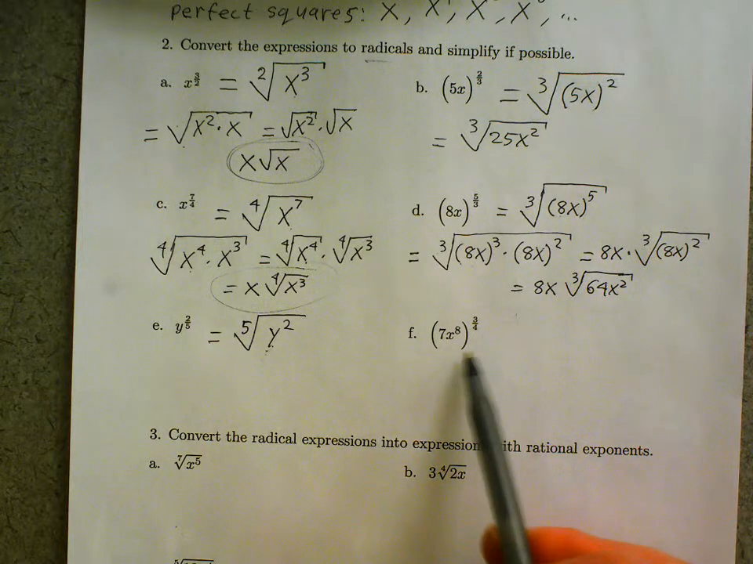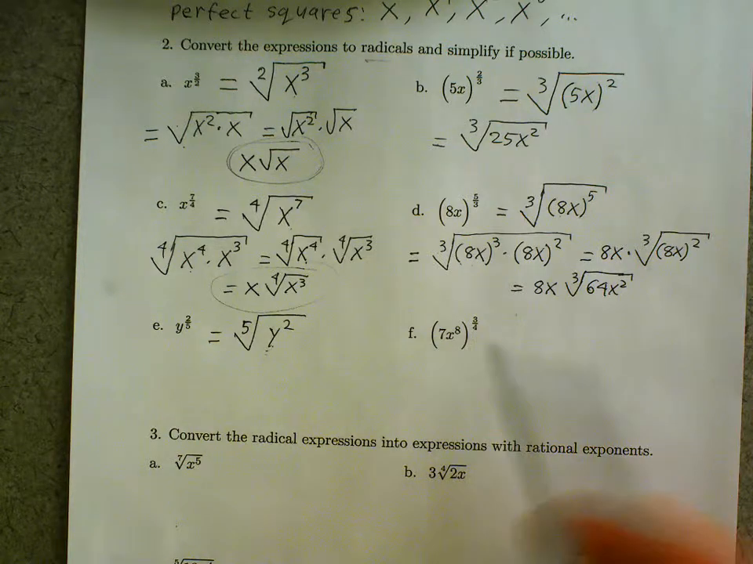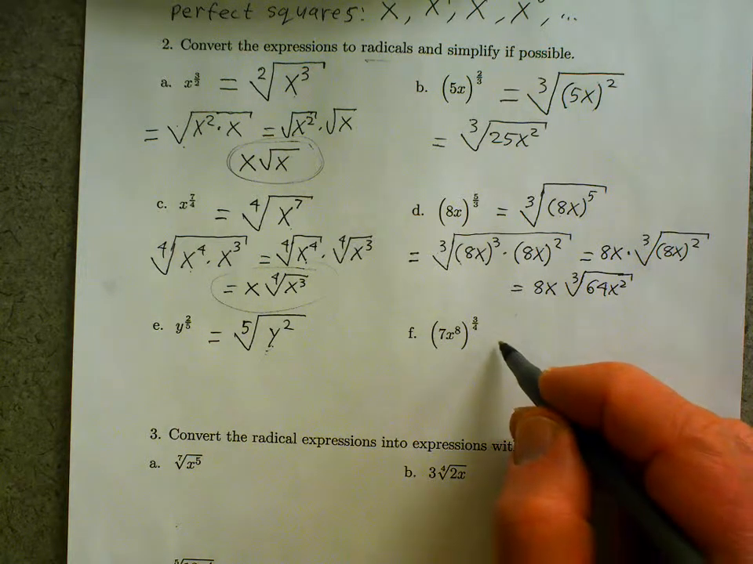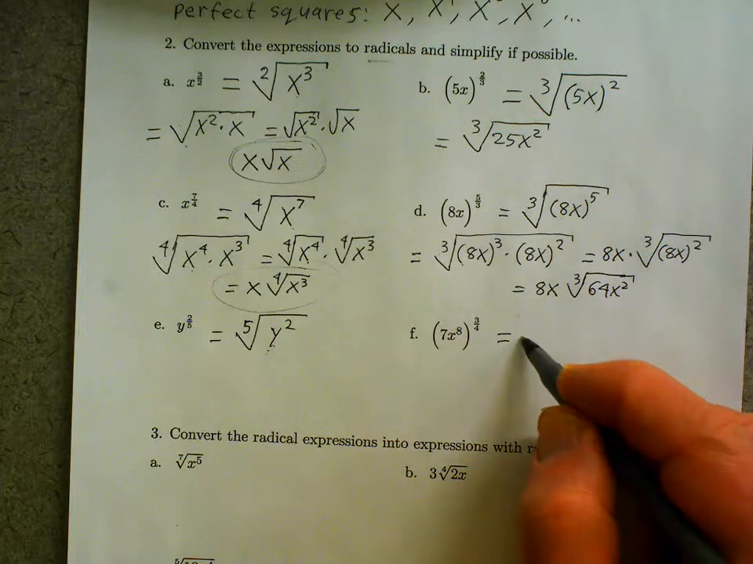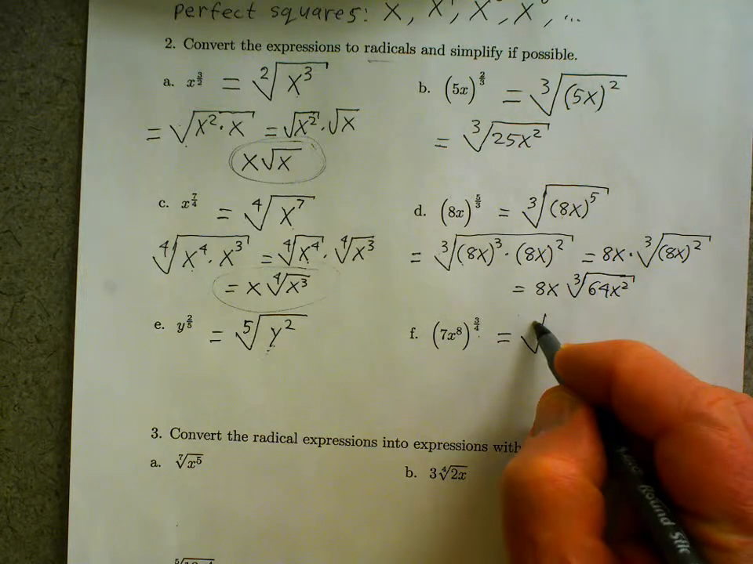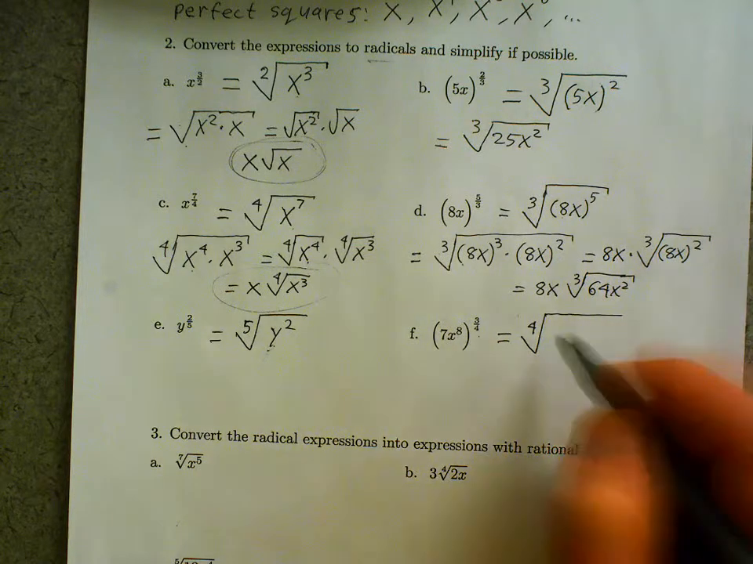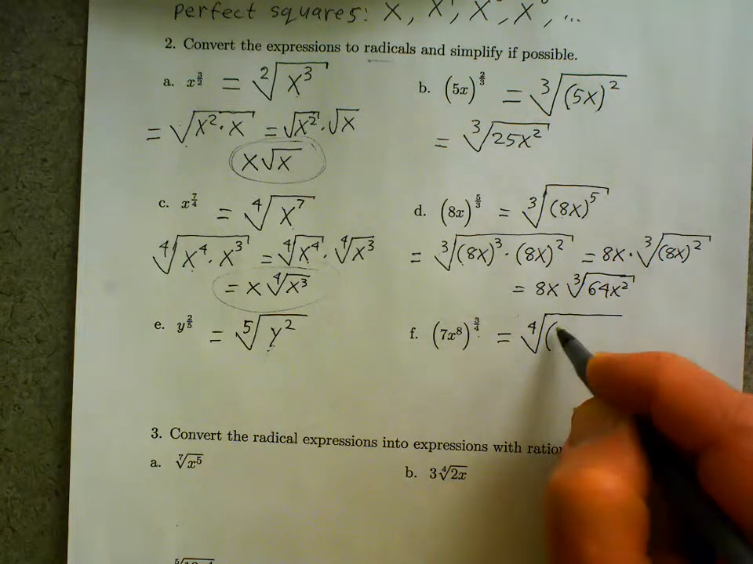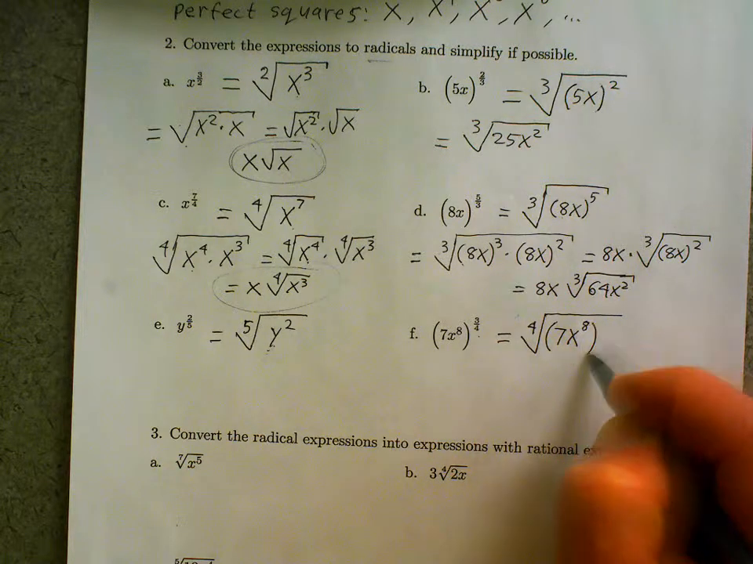Okay, the next one, the term 7x to the 8th in parentheses raised to the 3/4. So convert this to a radical. The denominator of the exponent is 4, so the index of the radical is 4. And then we have, in parentheses, 7x to the 8th to the 3rd.